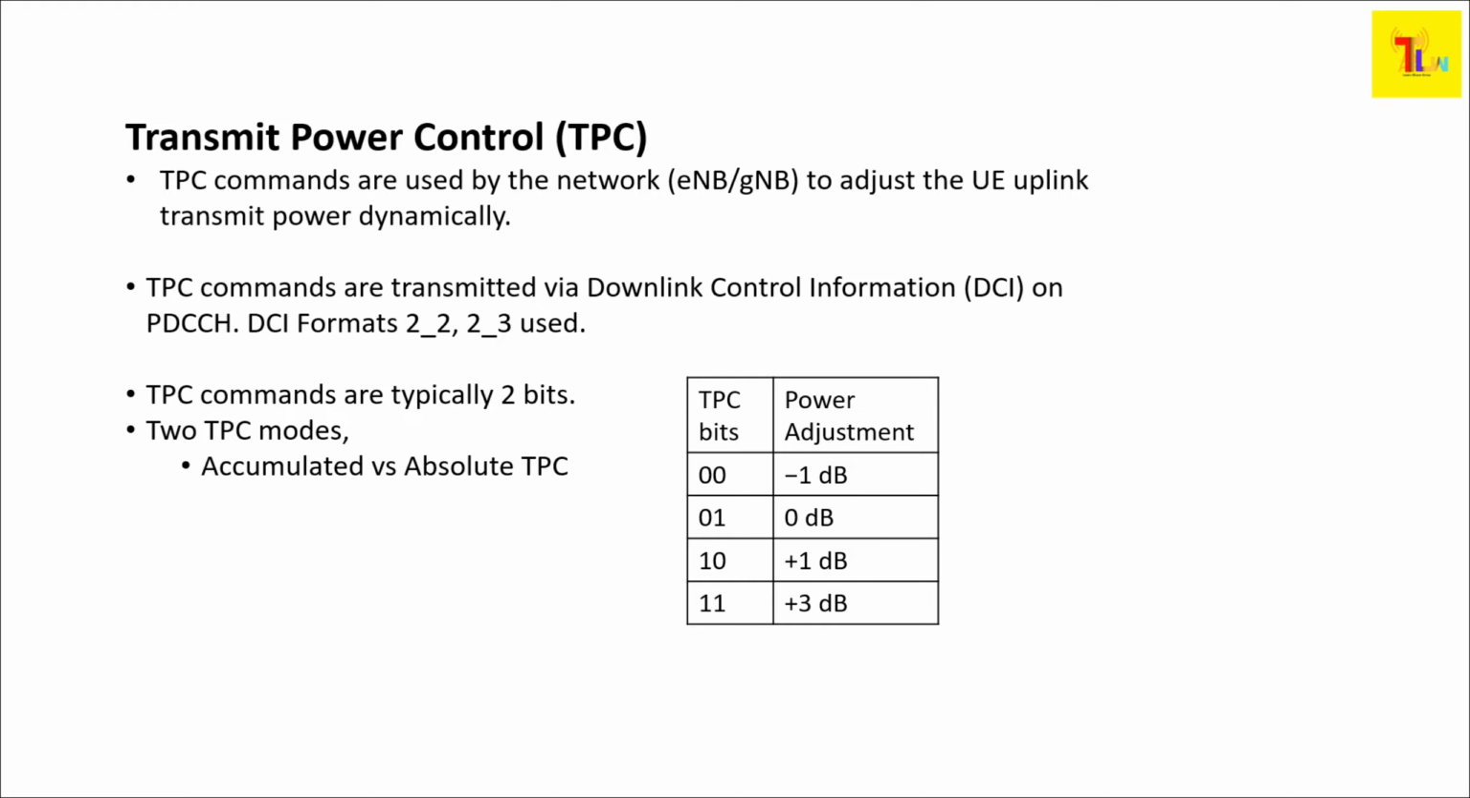As I said, TPC commands are used by the eNodeB to adjust the UE uplink transmit power dynamically. That means it's not fixed, so you have to control this power dynamically. These TPC commands are transmitted via DCI, and the specific formats used in 5G are 2_2 and 2_3. These are the DCI formats used to send the TPC command.